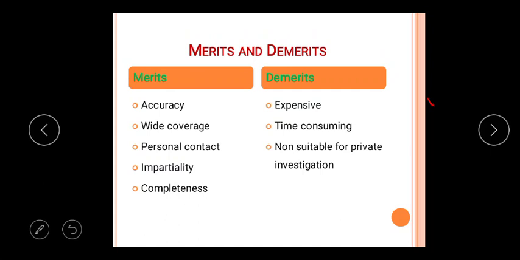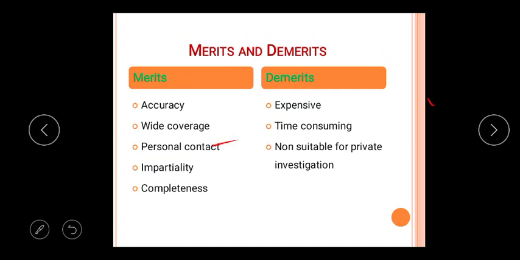Dear students, there is a fair degree of accuracy in results by using the enumerators method, as the investigation is done by specialized and trained enumerators. This method also allows wide coverage of the area of study, and even illiterate people can furnish the required information. Another important merit of this method is that there is personal contact with the informants, and hence accurate and right answers are obtained.